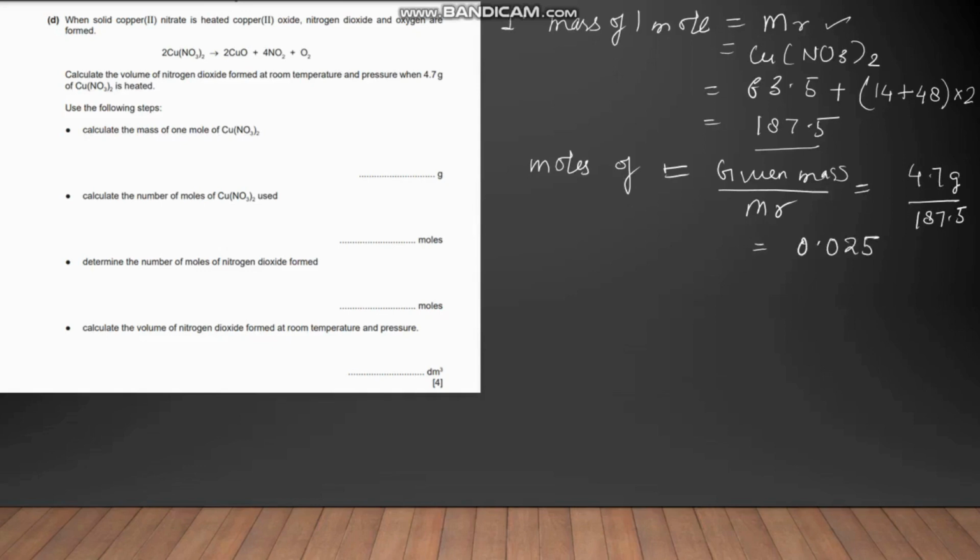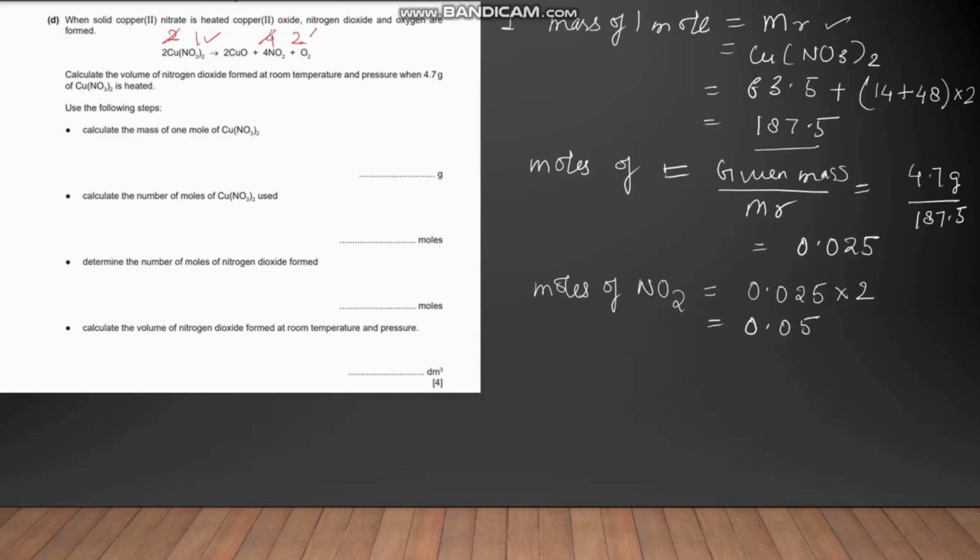The next step is to determine the number of moles of nitrogen dioxide formed. From the reaction, we can see the ratio between copper nitrate and nitrogen dioxide. It is 2:4, or in a simplified manner, 1:2. So every 1 mole of copper nitrate is producing 2 moles of nitrogen dioxide. In that case, the number of moles of nitrogen dioxide will be just double the moles of copper nitrate. So if we multiply the moles of copper nitrate by 2, we will get the moles of nitrogen dioxide, which will come out as 0.05.